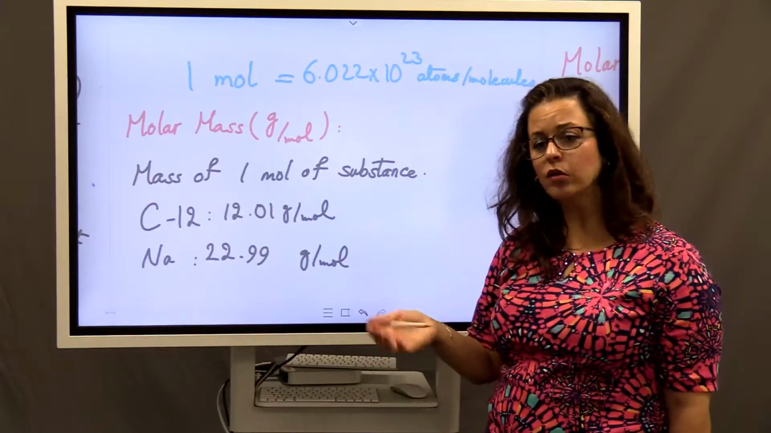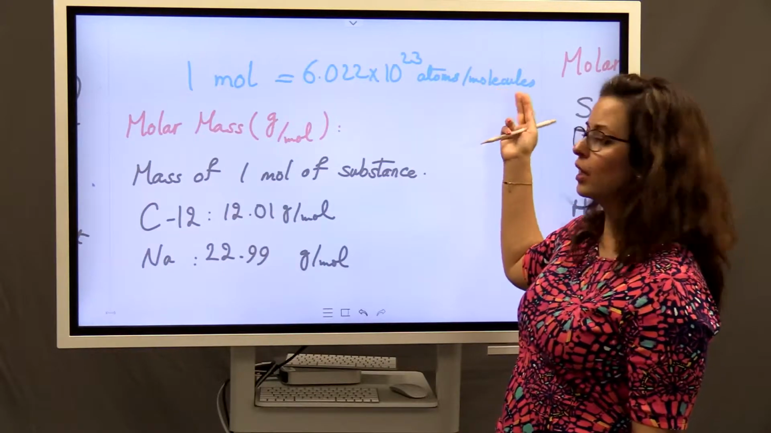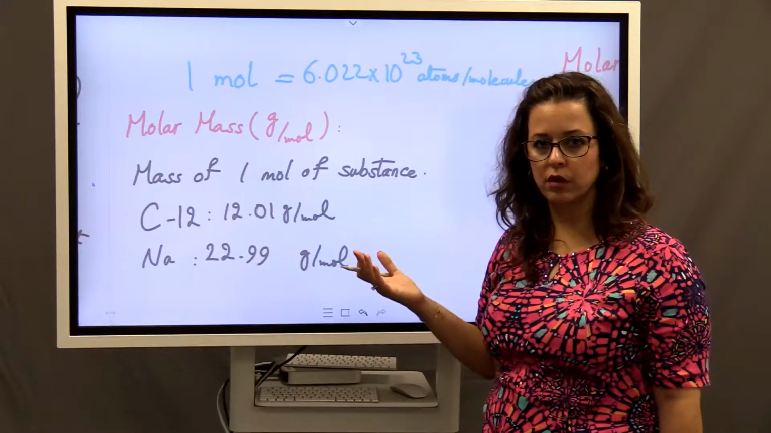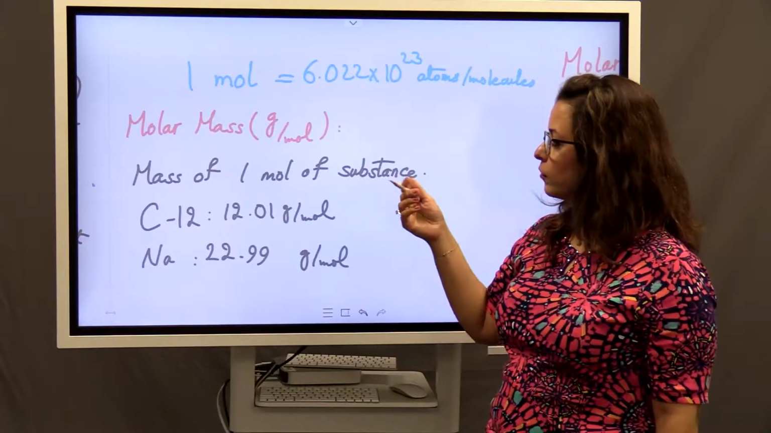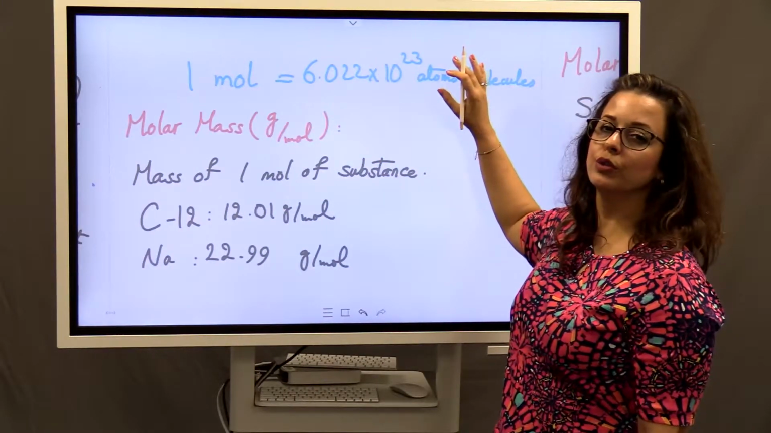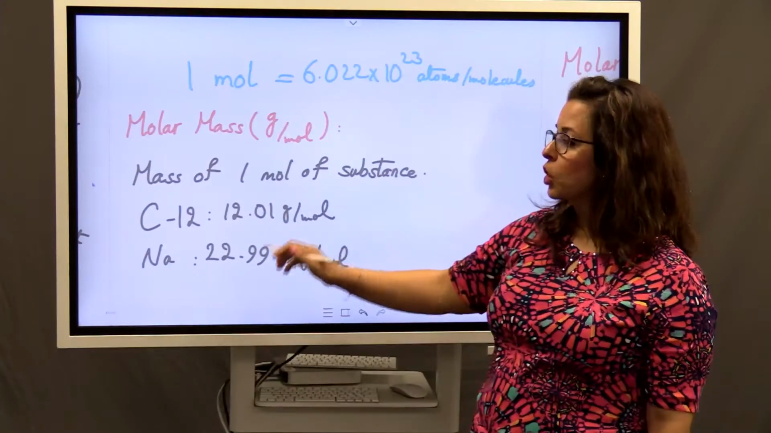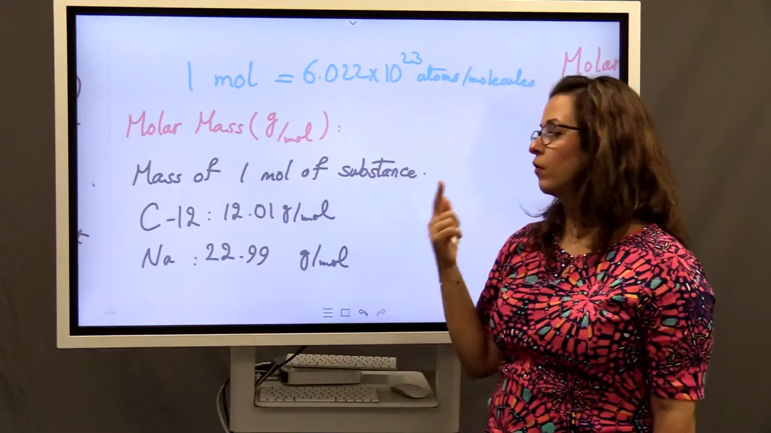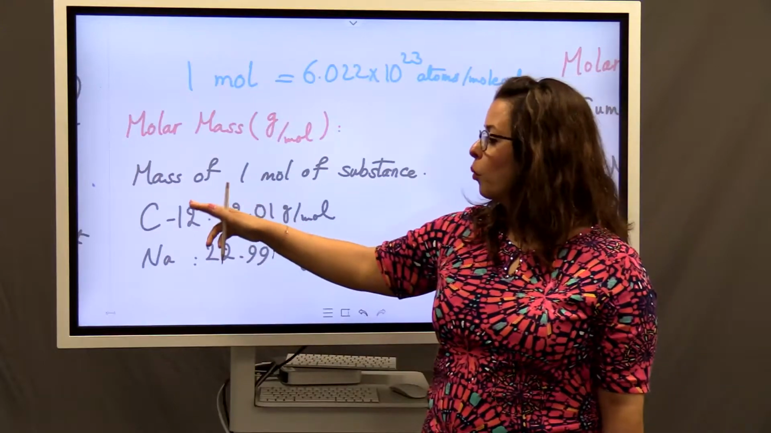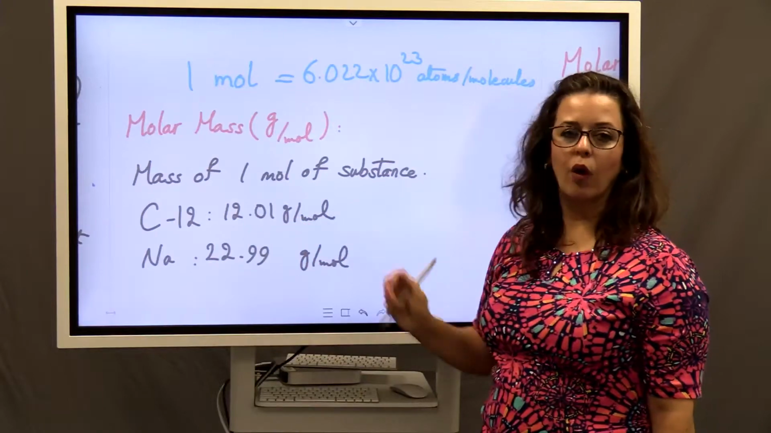In the case of molecules, it's 6.022 times 10 to the 23 molecules. So we just call them particles, whether atoms or molecules. Now, the mass of these 6.022 times 10 to the 23 atoms or molecules is called molar mass, which is the mass of 1 mole of a substance. For example, the mass of 1 mole of carbon 12 is 12.01.